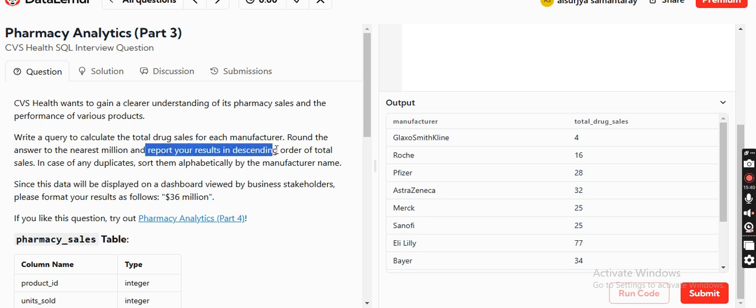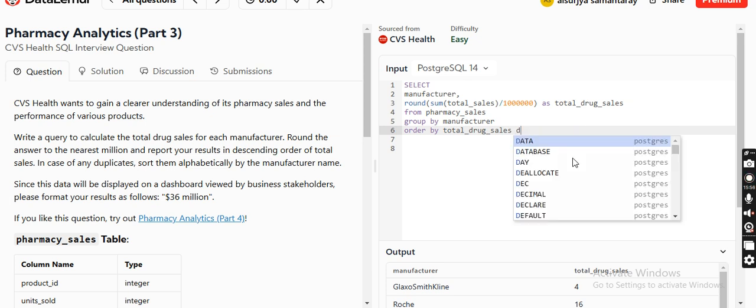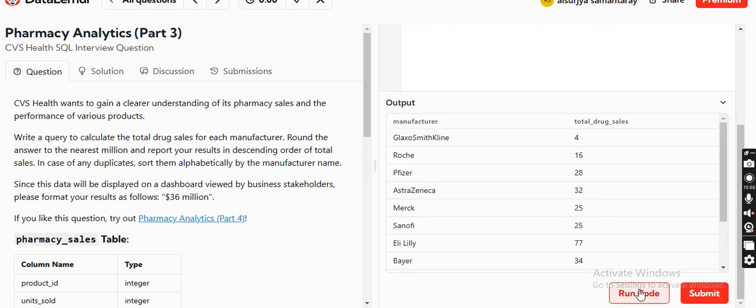Now let's move to the next part. Report all your results in ascending order of total sales. Everything should be in the ascending order. Okay. We do that also. Order by sale, the ascending order. Descending order it seems. Yeah, descending order, sorry. Not ascending. Okay, let's do that. This part is done now.